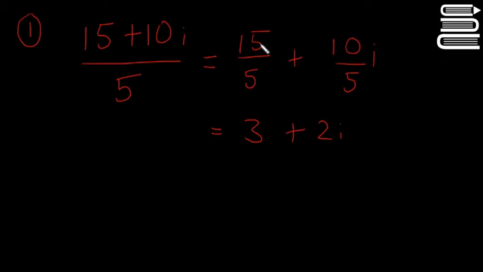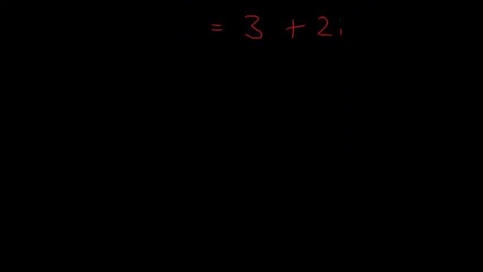Okay, so that's the first example. That's kind of handy. So that's just dividing a complex number by a real number. So remember, a real number is any number that doesn't have i. So let's scroll down a little bit.